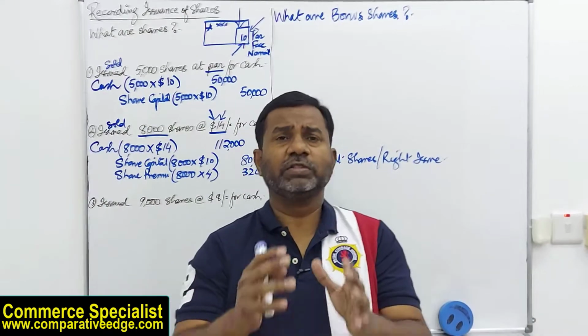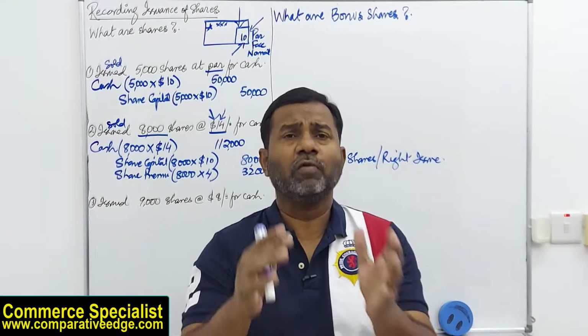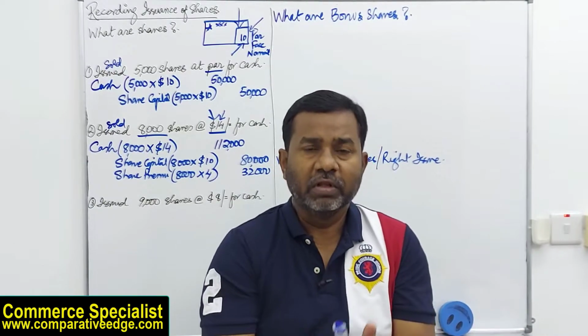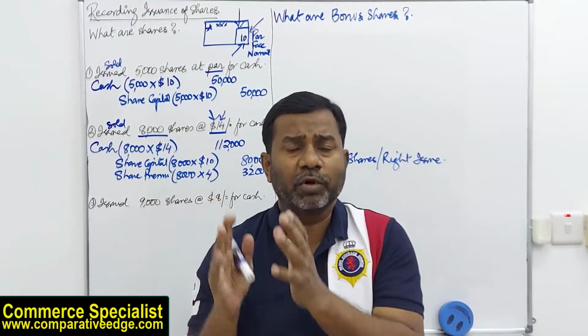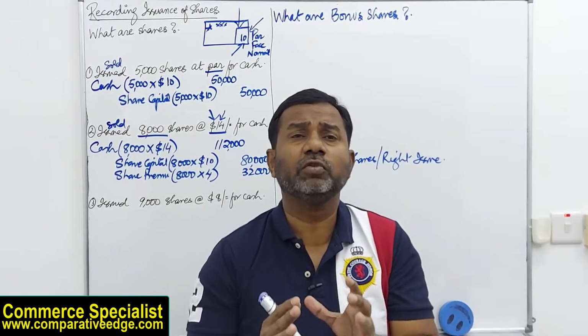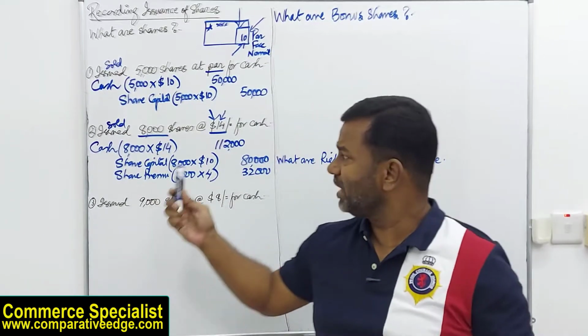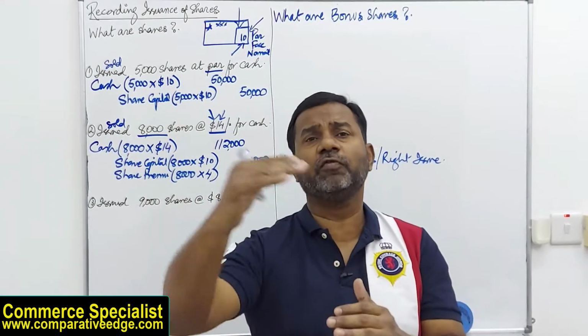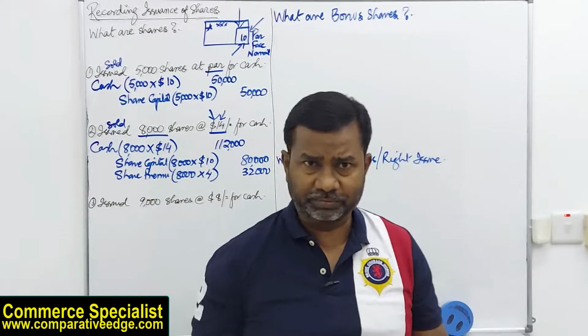So I repeat, when you're selling shares at a premium, always debit cash by the number of shares into the selling price. Credit share capital, number of shares into par value. Credit share premium, number of shares into the premium per share. In this example, premium per share is $4. Why? Because the face value is 10 and you're selling for 14, so the premium is $4.